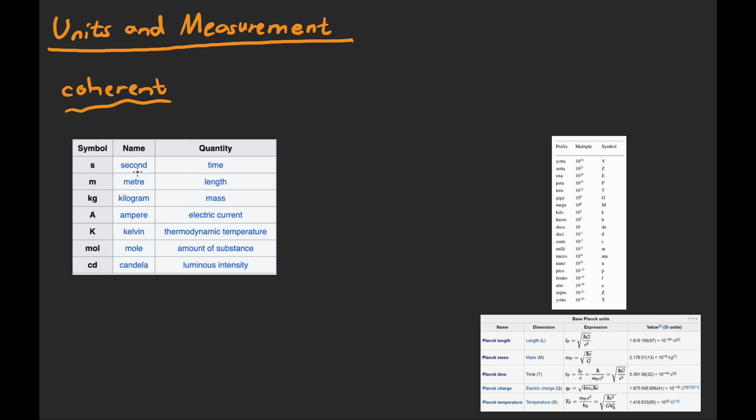Now, SI is an abbreviation for the International System, by the way, SI units. It has 7 basis units. It goes as time, length, mass, current, temperature, amount of substance, and luminous intensity, which is a measure of light.